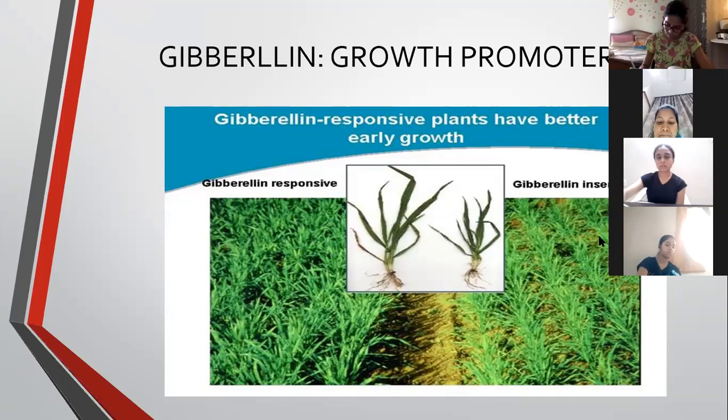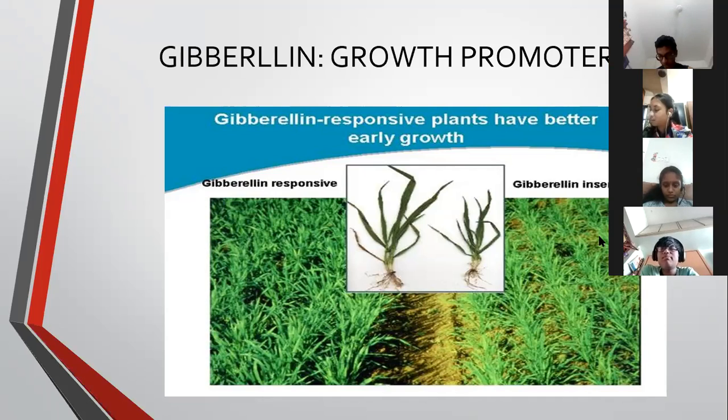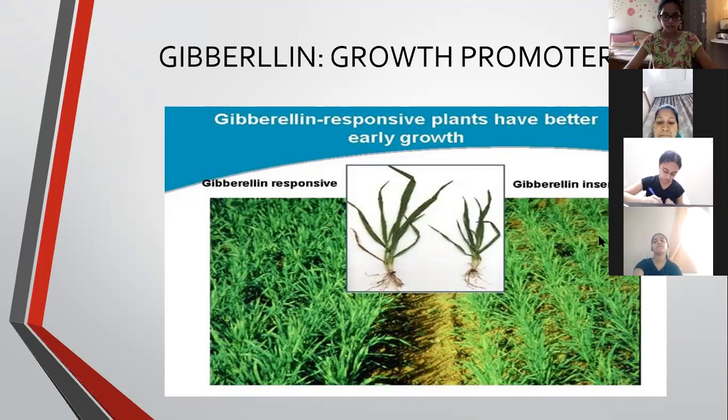Now, let us recall the functions once again for gibberellin. The first function was it helps in increasing the girth of the plant. Second function was it helps in breaking the dormancy of the seed. The third function was it helps in initiation of flowering of the plant. And now the fourth function gets added. It helps in profuse branching. Shivani, again tell me the 4 functions of gibberellin.